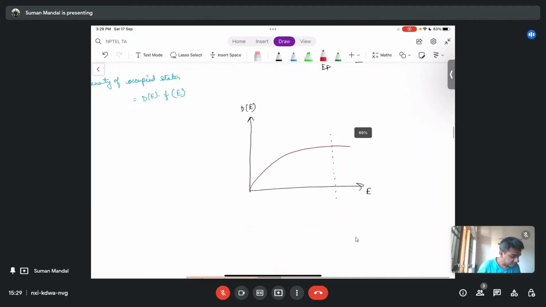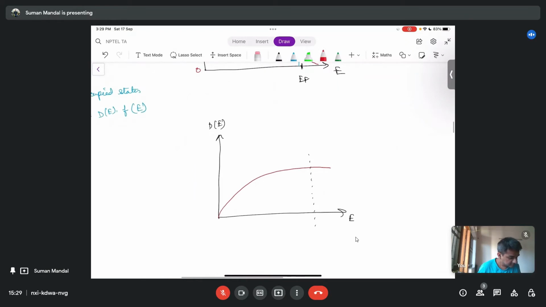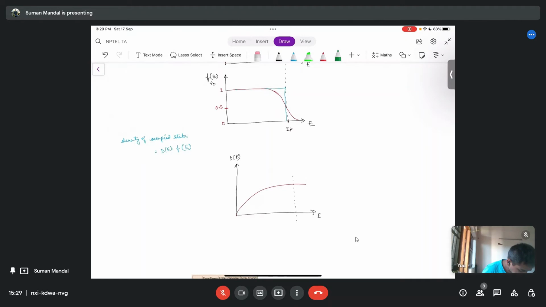So then we have to correct this plot, right? And we know that this is the probability. So the correct plot will be something like this. If this is the probability distribution, this is what it will look like. This is the density of the occupied states. This green one is at temperature greater than 0 Kelvin, and for 0 Kelvin, this is the density of occupied states. It will fall down.